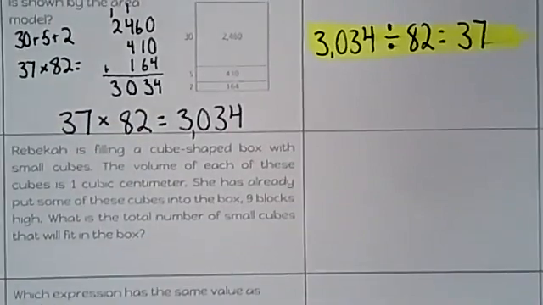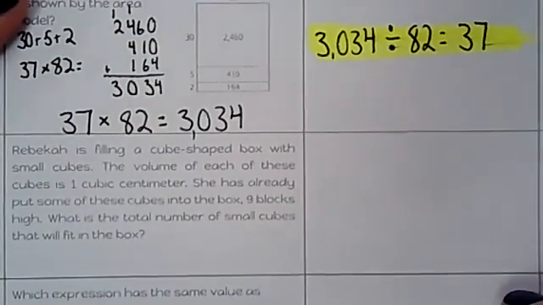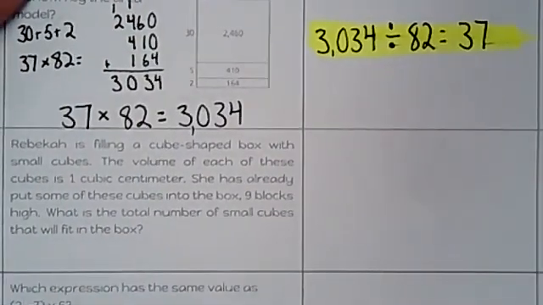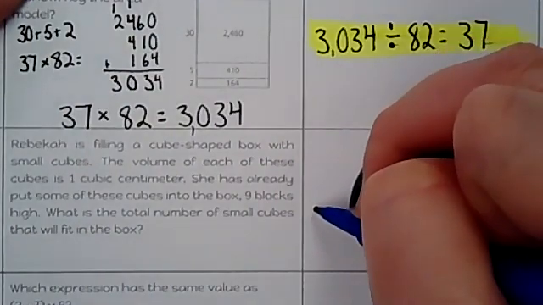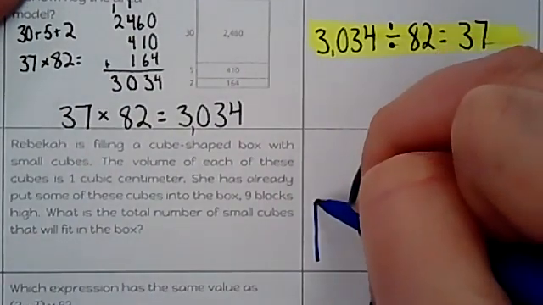Rebecca is filling a cube-shaped box with small cubes. The volume of each of these cubes is 1 cubic centimeter. She's already put some cubes into the box 9 blocks high. What is the total number of small cubes that will fit in the box? All right, so the first thing I'm going to do is draw a cube, all right? And I want you to do this with me. I want you to make a square.